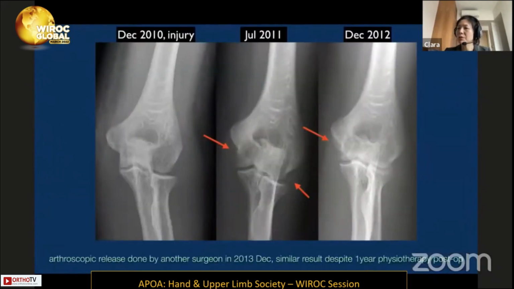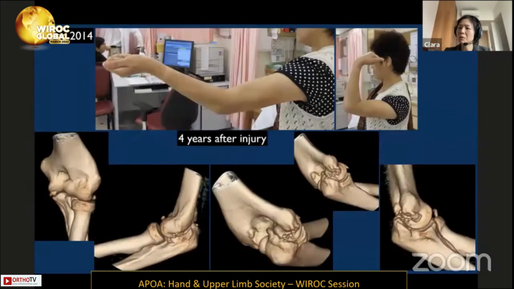There was progressive ossification, mild ossification around the MCL and radial collateral ligament. Then 3 years later, because of the stiffness, she underwent arthroscopic release by another surgeon, but the result was quite similar. This is her condition 4 years later.